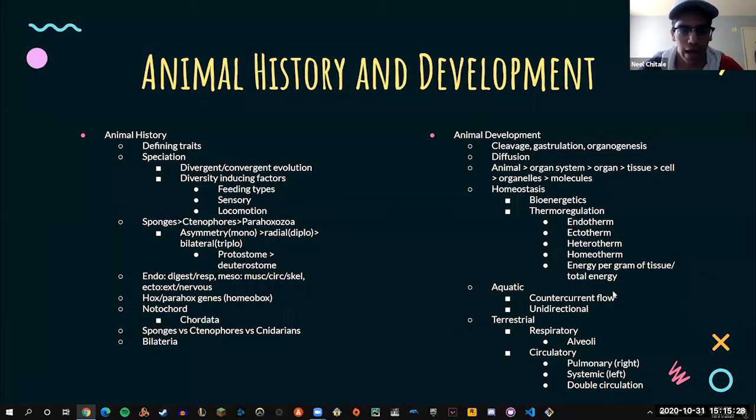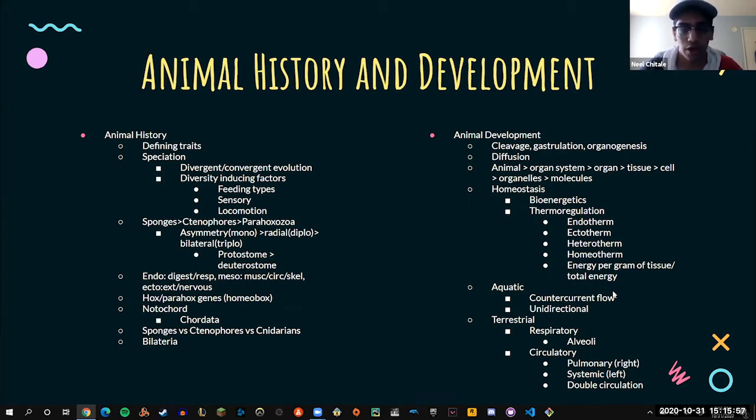And at Parahoxozoa, you also have a differentiation that splits down into protostomes and deuterostomes. Protostomes, if you guys remember, in early development, their blastopore develops into the mouth, whereas in deuterostomes, the blastopore develops into an anus. So the distinction between those groups is very important to remember.